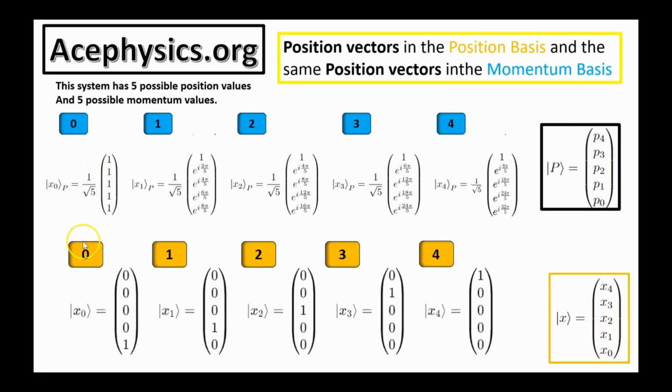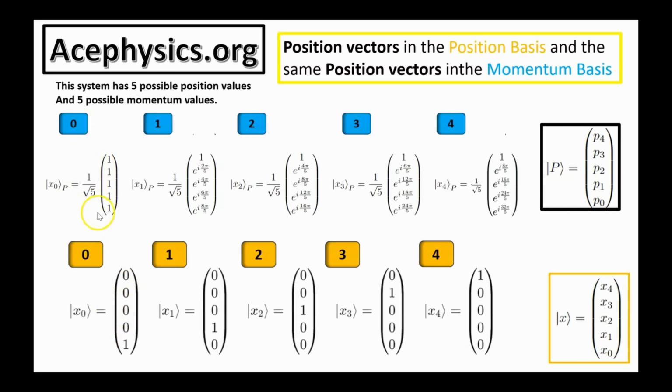The blue and the gold are just positions in space, and they're the same positions in space. So this is position 0, this is position 0, this is position 1, this is position 1, and the difference is this is written in the momentum basis and this is written in the position basis. Both these vectors mean exactly the same thing. Both of these vectors mean that you're at position 0.